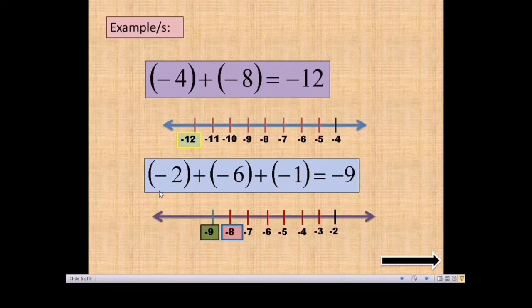For the second example, we have here negative 2 plus negative 6 plus negative 1. We will add the numbers involved, which is 2 plus 6 is 8 plus 1 is 9. And then copy automatically the sign, which is negative, since the three numbers involved hold the same negative sign. So we have negative 9. To make sure of your answer, you can use the number line.